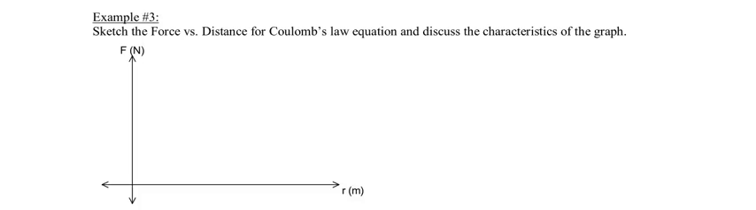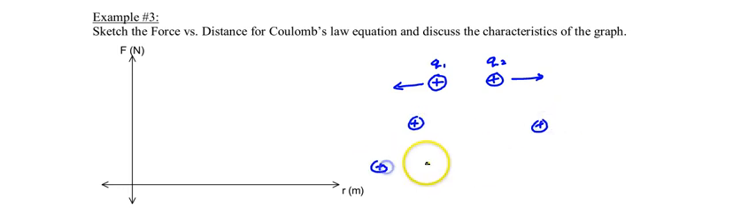Example number 3 is simply asking you to plot a graph that shows the electrical force between two charges. So let's say you have this charge Q1 and it's positive, and then you have another charge here, we'll call that Q2. We would see that the forces would be repulsive because they're like charges. But what would happen as you take these charges further and further away?